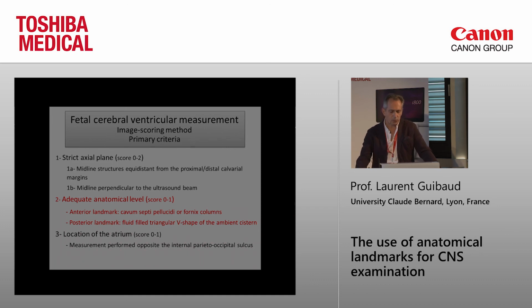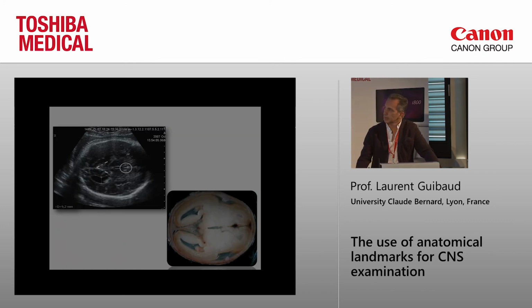Some people say you should use the thalami. In fact, the best thing is to have 2 landmarks, one anterior and one posterior. The anterior one can be the cavum septum pellucidum, and it can also be the fornix column. And the posterior landmark is the fluid-filled space of the ambient cistern. This is the triangular space of the ambient cistern, which is here. It's subarachnoid space. And this is the cavum septum pellucidum, and here it's the fornix column. And this is much more accurate than the thalami.